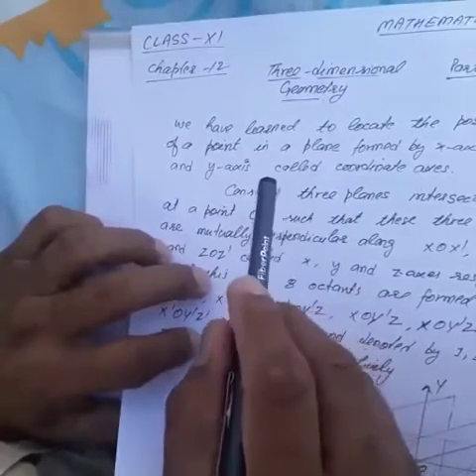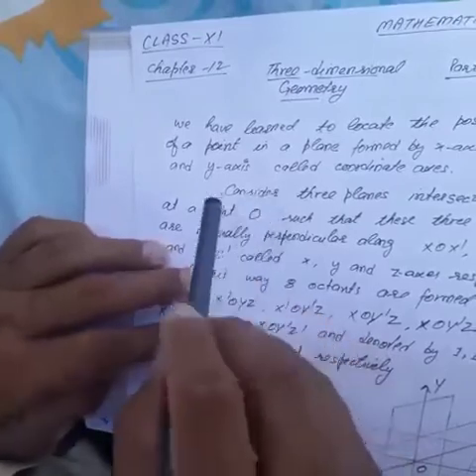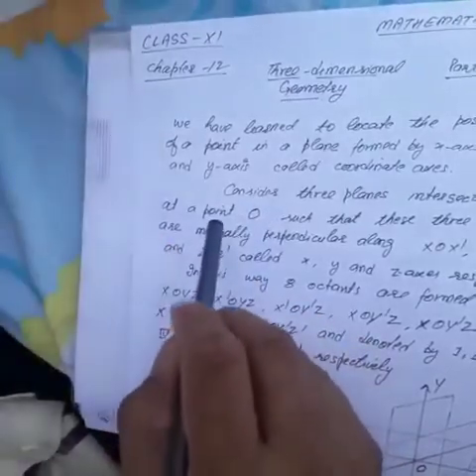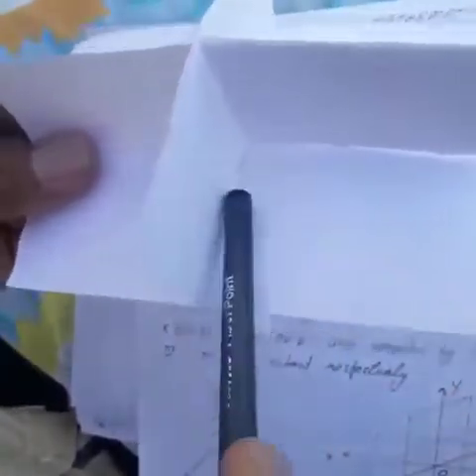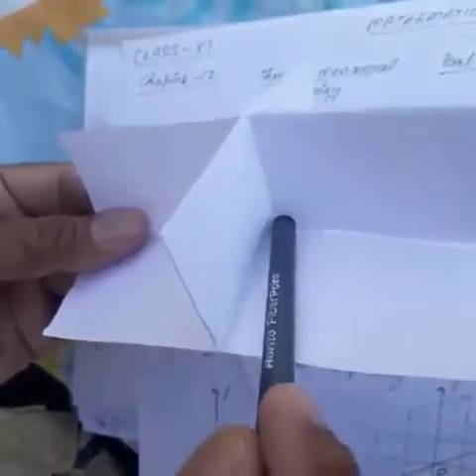Now there will be three intersecting planes, and to understand that, we have prepared a model for you. This is three-dimensional, and suppose this is x-axis, this is y-axis, so this will be a plane. This is the second plane, and this is z-axis. You can see this line, this is z-axis. So this is the third plane. So these are three intersecting planes, and this is the origin.